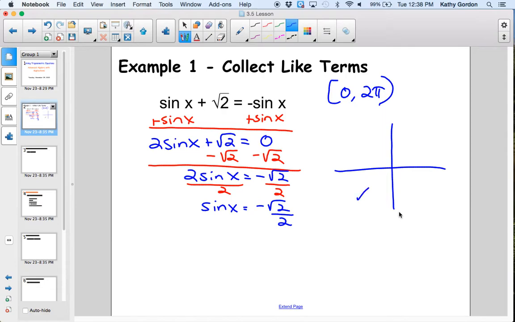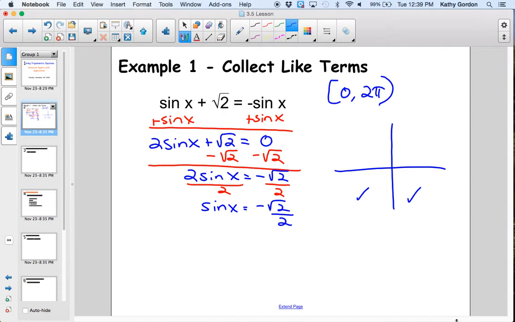3 and 4. So I know I have to come up with angles that are in those two quadrants, because that's where sine is negative. Then think through your reference angle. What's the reference angle that would give me square root of 2 over 2? Pi over 4. Right? Sine square root of 2 over 2, that's pi over 4.